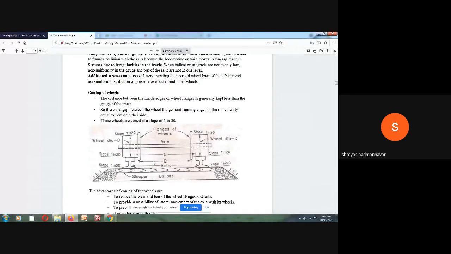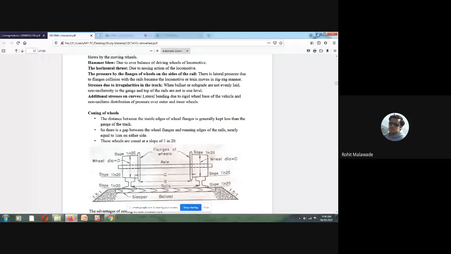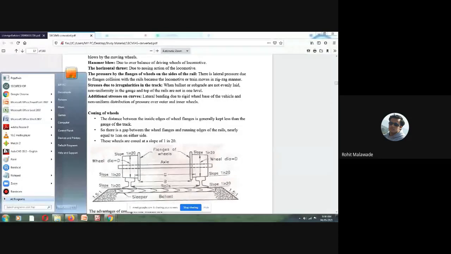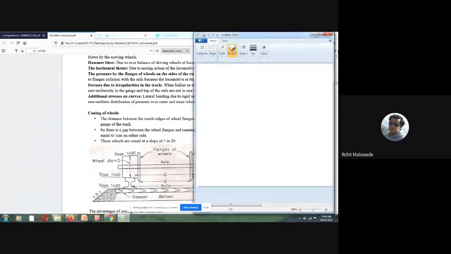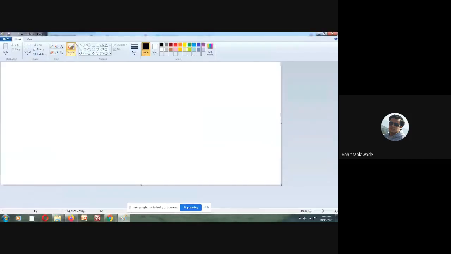Shape of what? Wheel. Yes. Here, what we are going to do is provide the wheel in a cone shape. I think you have seen an ice cream cone, how it looks, right?